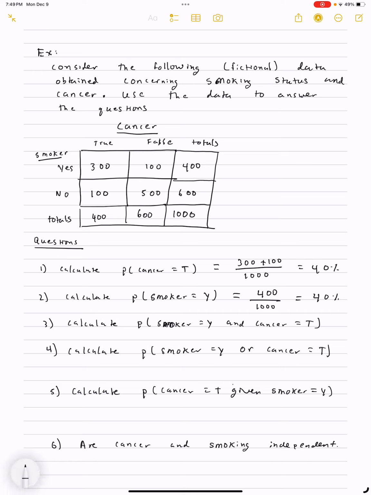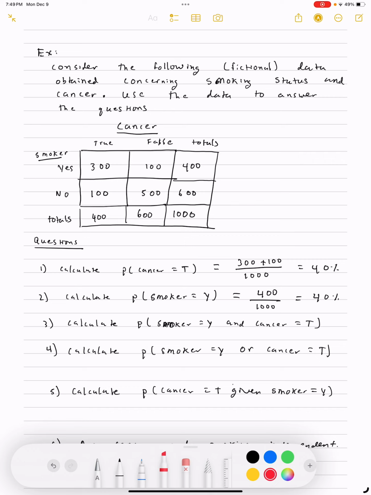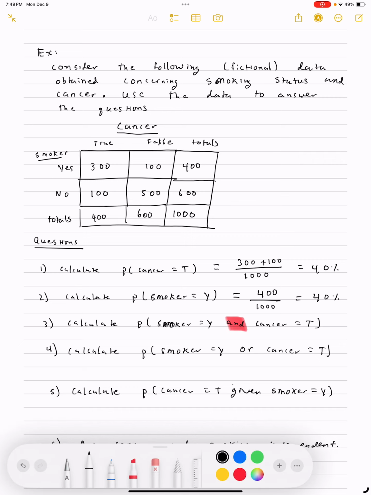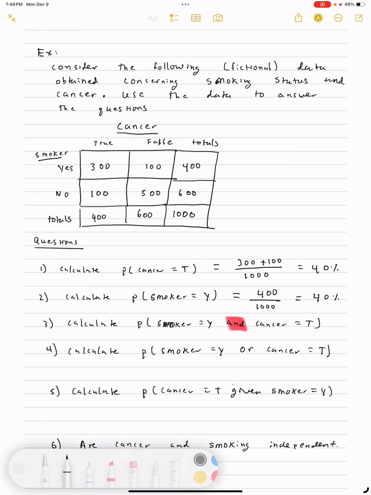Now, if we want to calculate the probability someone was a smoker and had cancer, and I want to emphasize here this "and", then where we have to look is to the 300, the upper left-hand cell. Both values need to be satisfied. So for that "and", there are 300 over 1,000, that's 30%, are smokers and have cancer.